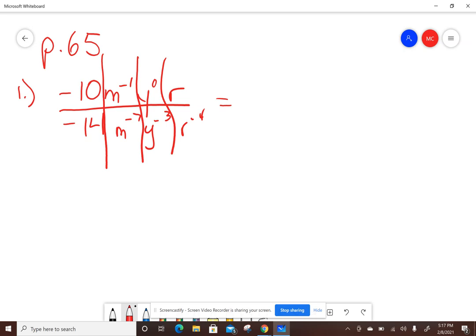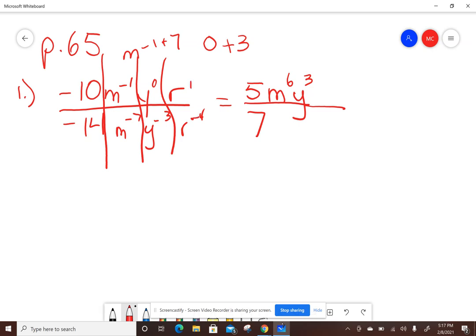So first I do -10 over -14, so that becomes a positive. So it's positive 5/7. M to the -1 minus -7 becomes M to the -1 plus 7, which becomes M to the 6th. Y to the 0 minus -3 becomes 0 plus 3, so that's y cubed. And R to the first becomes R to the 1 minus -4, so it becomes R to the 5th. And that's your final answer. So if you handle it as 4 different problems, easy peasy.